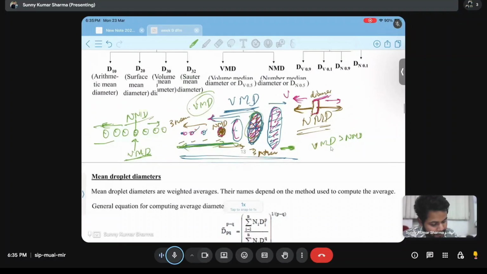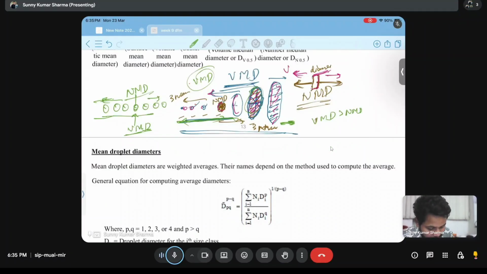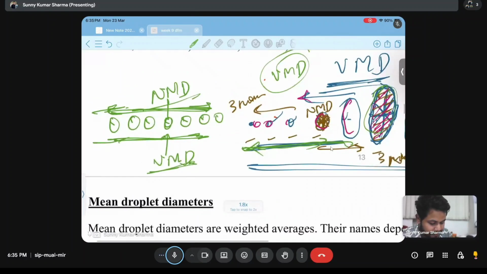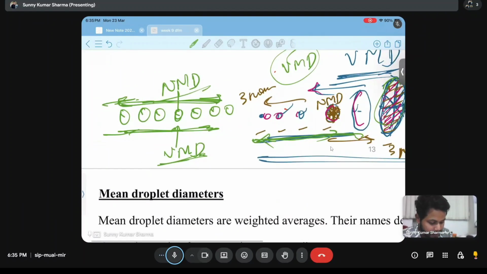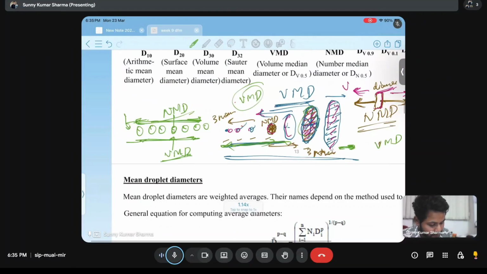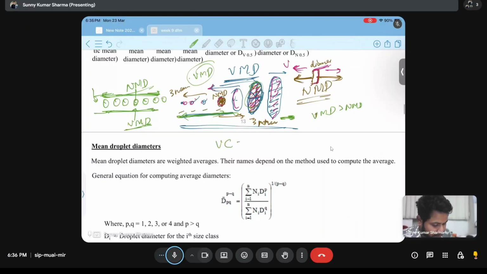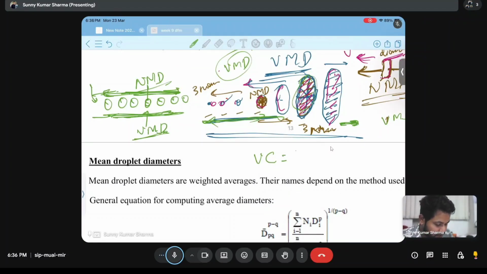And here one more concept comes. You can see that here, all the droplets are of the same diameter. This is called uniformly distributed. One more concept here is the uniformity coefficient. When VMD is equal to NMD, meaning this type of spread is there, then uniformity will be equal to 1, meaning VMD by NMD will become 1, meaning it will become the same.